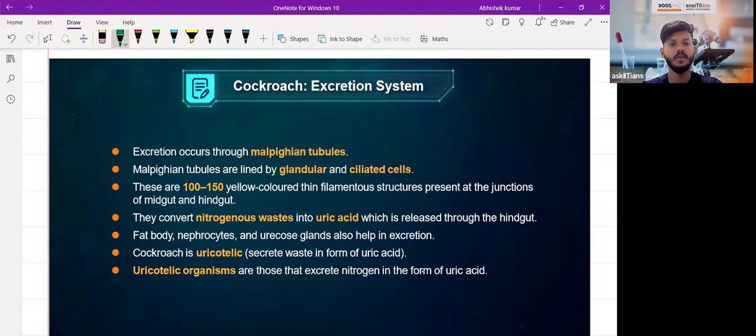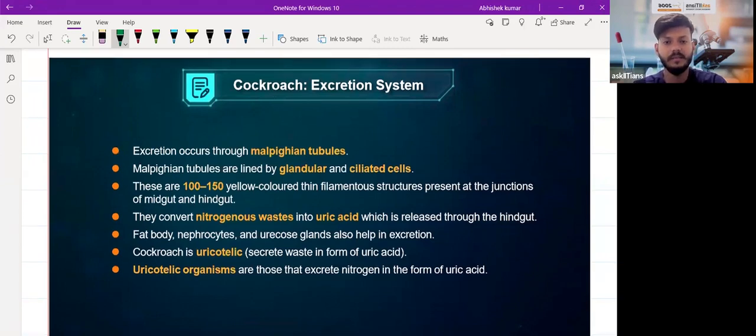Excretion occurs through the malpighian tubules. Malpighian tubules are lined by glandular and ciliated cells, and these are 100 to 150 yellow colored thin filament structures present at the junction of the midgut and hindgut, and they convert nitrogenous waste into uric acid, which is released through the hindgut. Fat body, nephrocytes, and the uricose gland also help in excretion. Cockroach is uricotelic. Uricotelic organisms are those that excrete nitrogen in the form of uric acid.